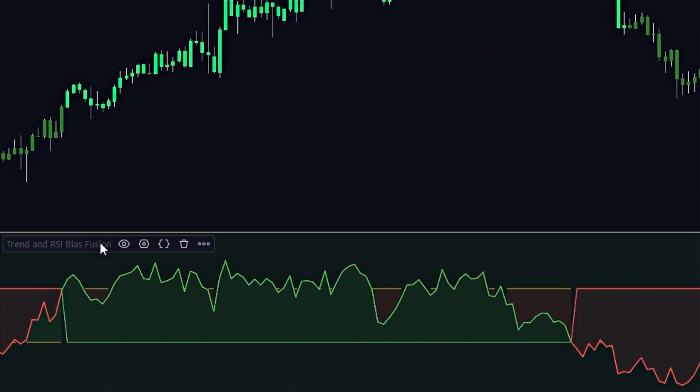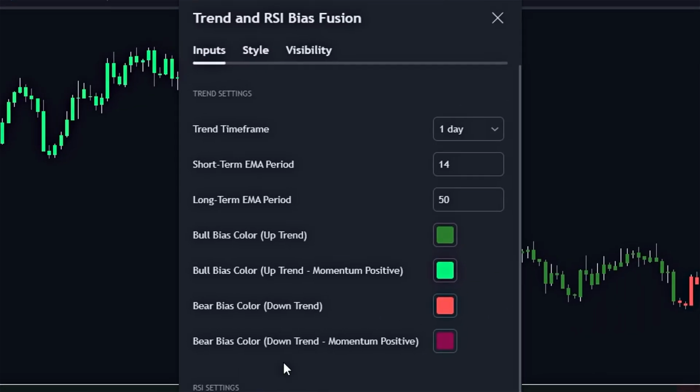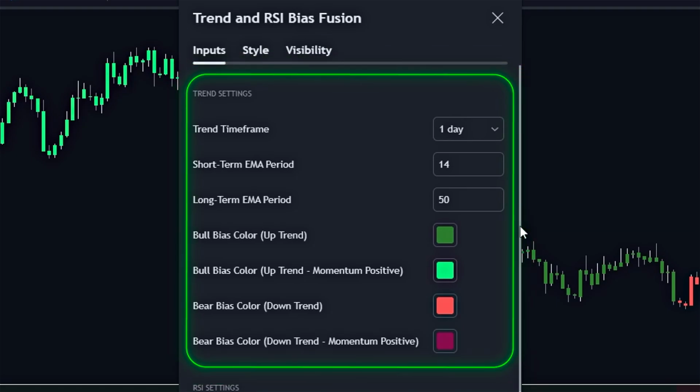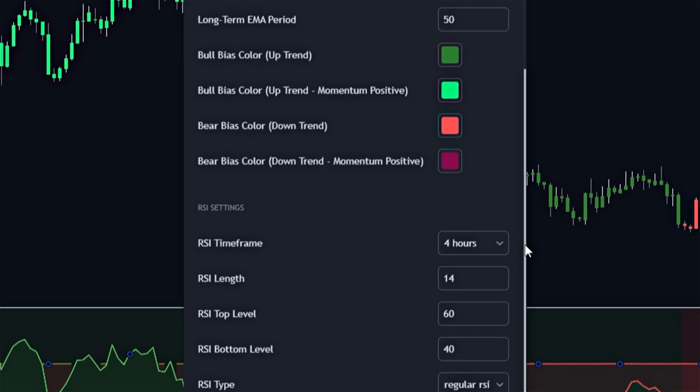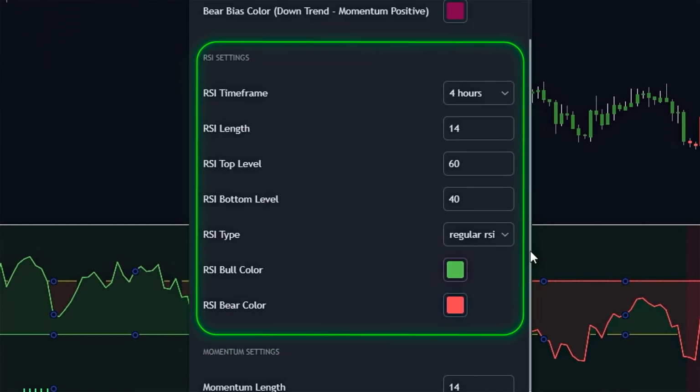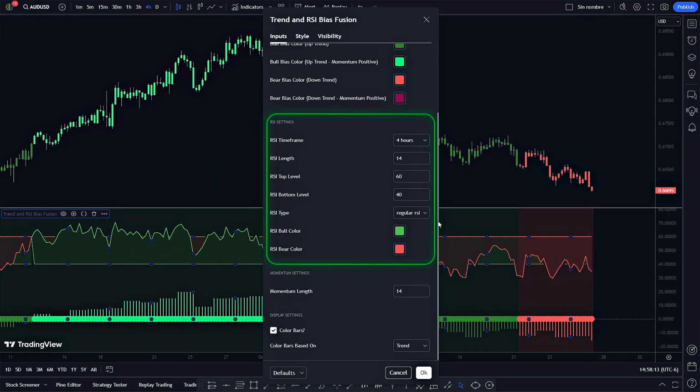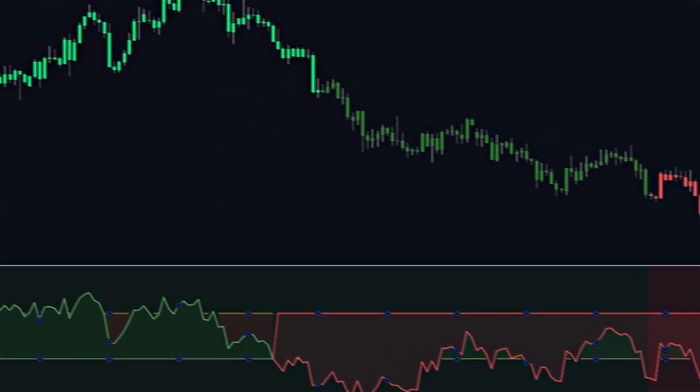In the indicator settings, there are 2 main sections, one for the trend preferences based on the moving averages, being able to change the average and the timeframe. And in the other section, we can change the RSI preferences also separately, being able to choose a different timeframe to calculate the trend, and another one to calculate the RSI. In this way, we can make a multi-time frame analysis.